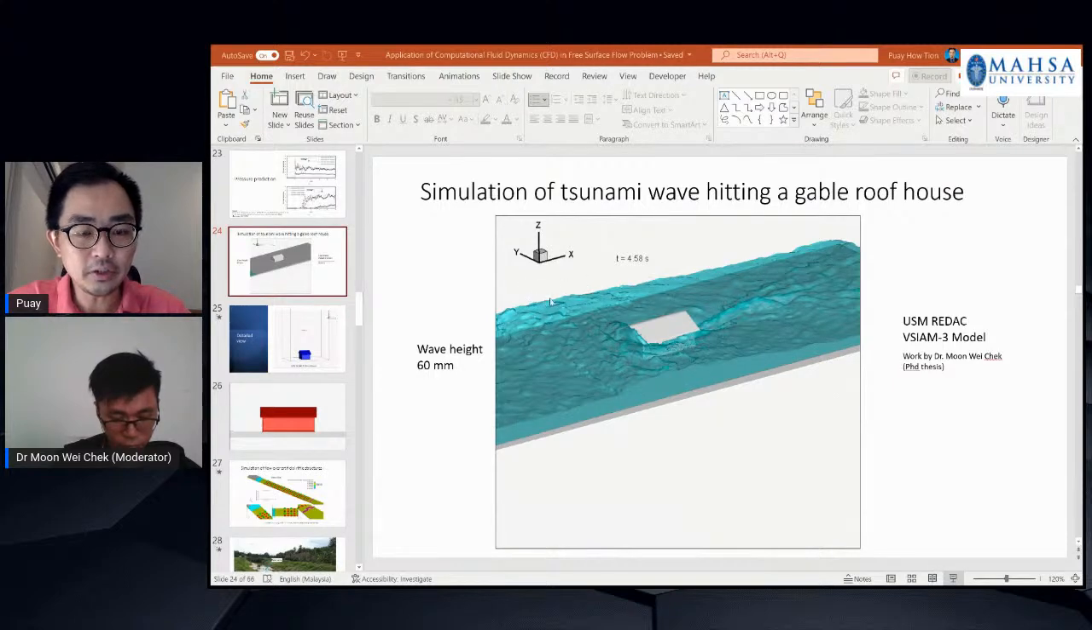So by changing different shapes of roof, it will affect the hydrodynamic force on the surface of the building here. So if you change the shape of the roof, you might reduce the hydrodynamic force. Therefore, your building will not succumb to high hydrodynamic force during a tsunami.